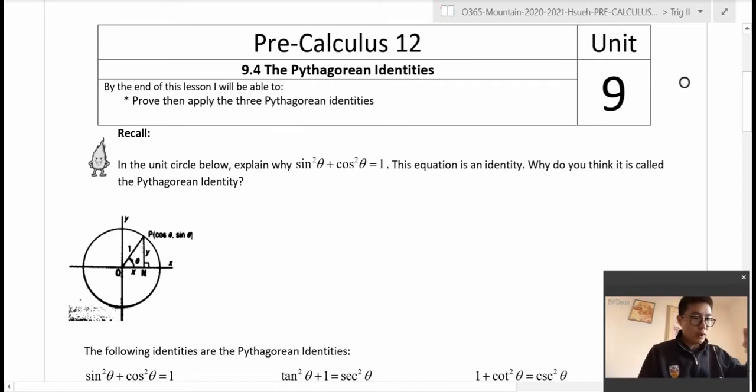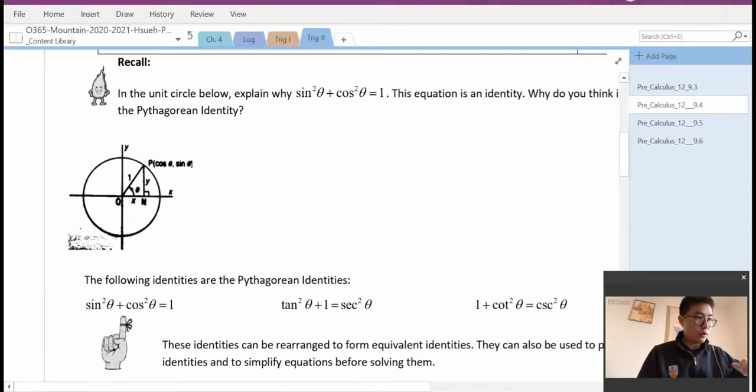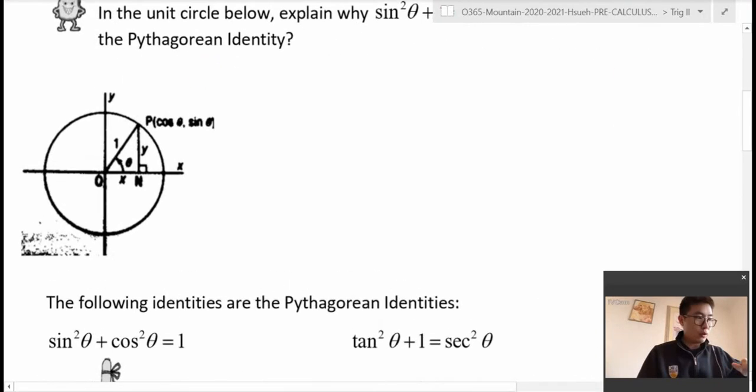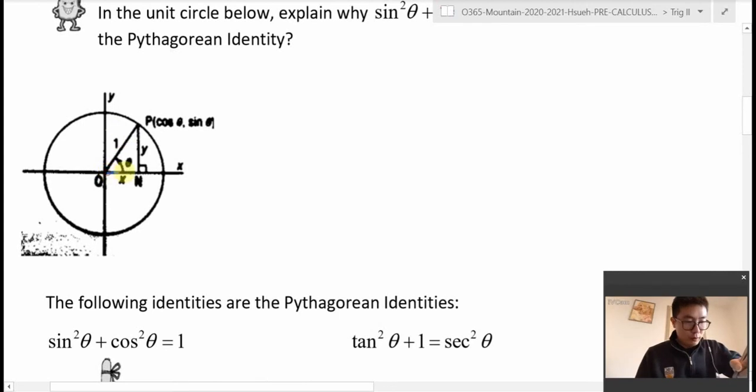So here it says, in this unit circle below, explain why sine squared theta plus cosine squared theta is equal to 1. This equation is an identity. Why do you think it's called Pythagorean theorem? Well, this has to do with this unit circle right here. And really, we have seen before that unit circle means the radius is 1. And recall, this is the x value, and that's the y value.